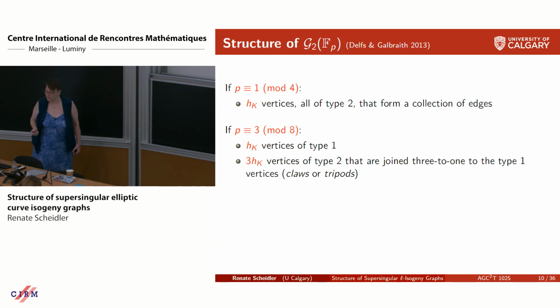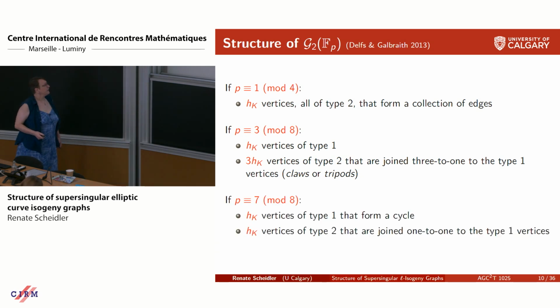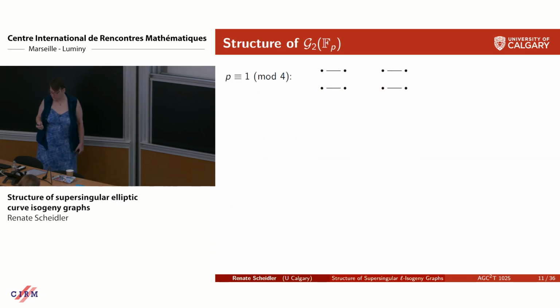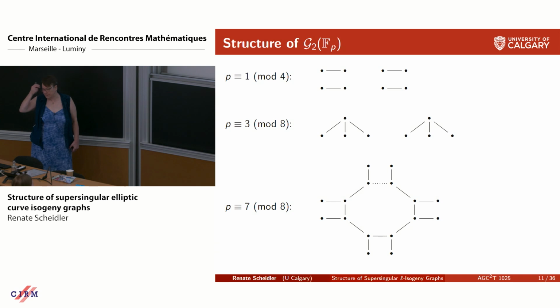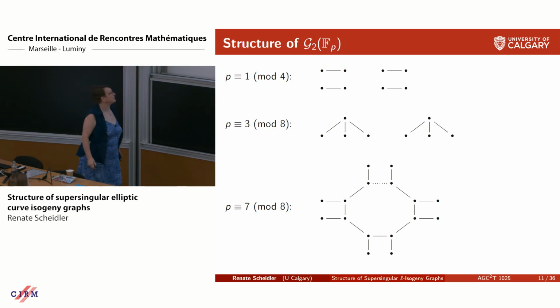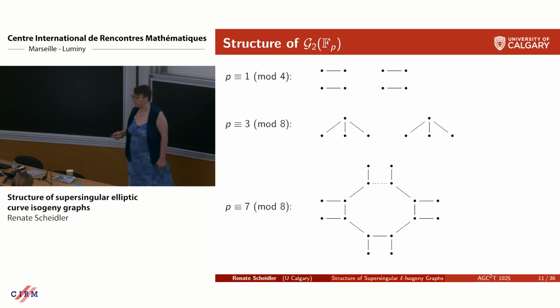And then when P is 7 mod 8, you have hK many vertices of type 1. They form a cycle, and each of those vertices in the cycle has an edge hanging off of it, joining it to a type 2 vertex. Visually, for P is 1 mod 4, it's just a bunch of edges, so it's not so interesting. For P is 3 mod 8, you have the tripods. And for 7 mod 8, you have a cycle, and each vertex has 1 edge hanging off of it. It's a more interesting structure, especially in the case P equals 7 mod 8. That's the hard part.